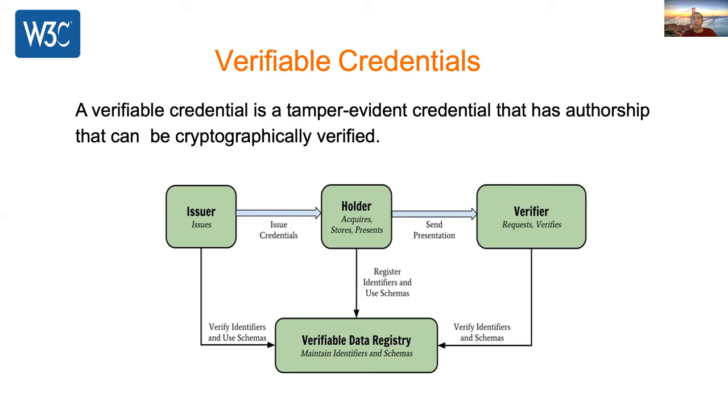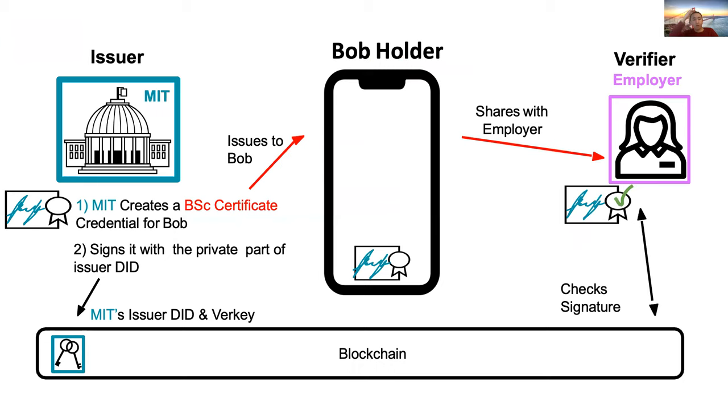And the verification works through a verifiable data registry. And most of the systems, as I mentioned, rely on blockchains for this component. I can give a more detailed example. For example, let's say MIT is an issuer, and it creates a bachelor's certificate for Bob, and it signs it with the private key of its DID, and it's stored in a blockchain.